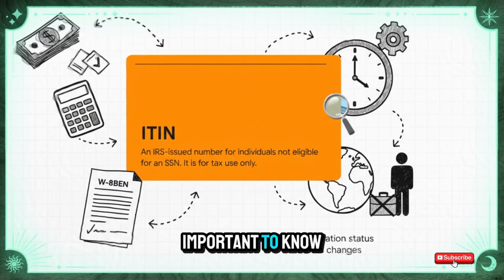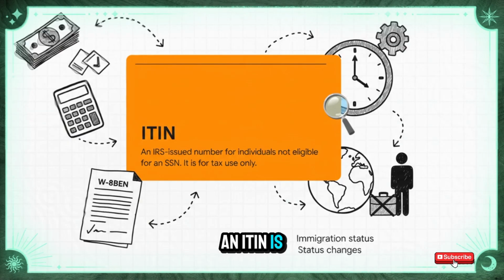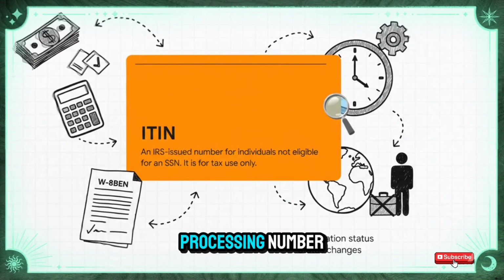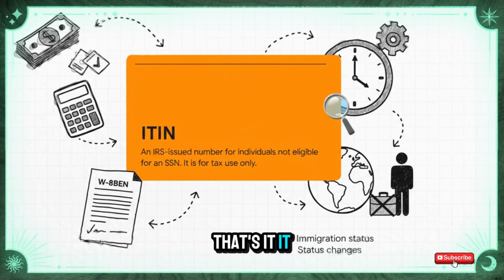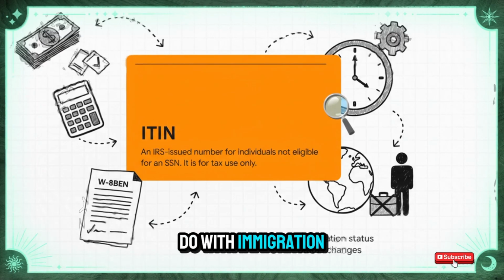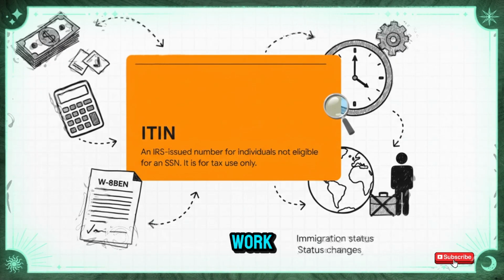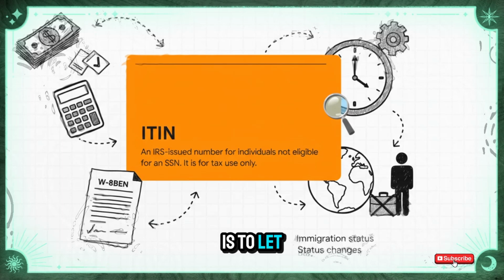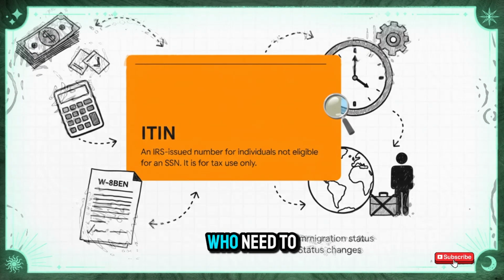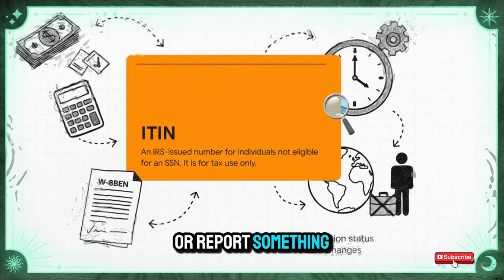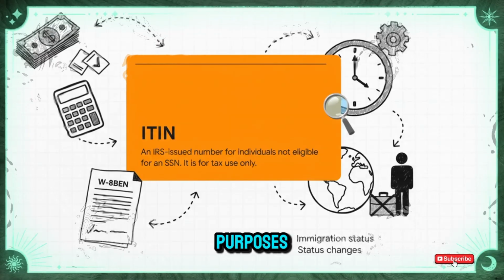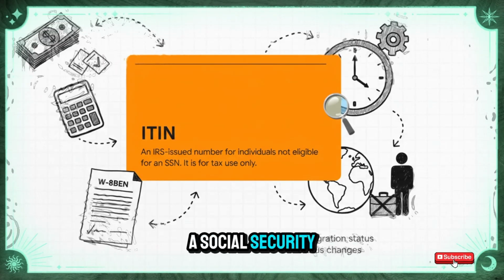It's really important to know this. An ITIN is just a tax processing number. That's it. It has nothing to do with immigration. It doesn't give you permission to work. Its only job is to let the IRS track people who need to file or report something for US tax purposes, but can't get a social security number.